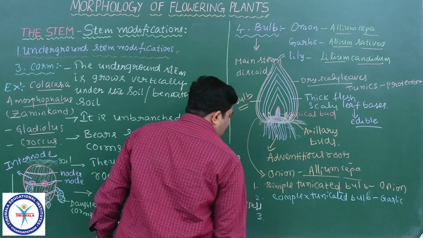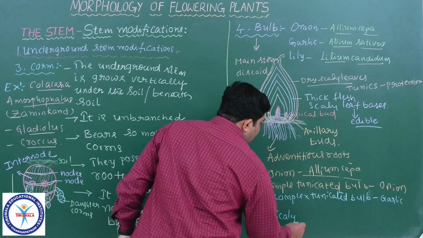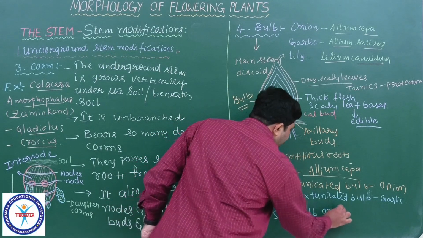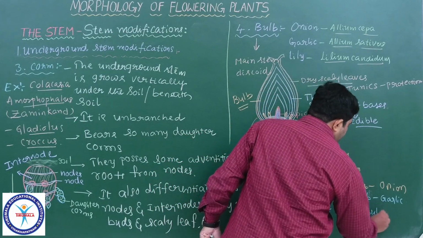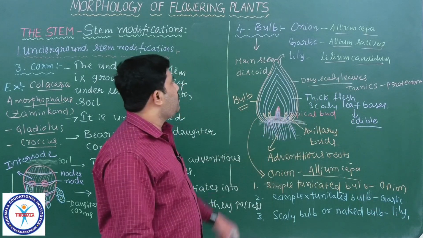The third one is the scaly bulb or naked bulb. A scaly bulb or naked bulb-like structure we observe in a particular plant like Lilium candidum. This is the information about the bulb.